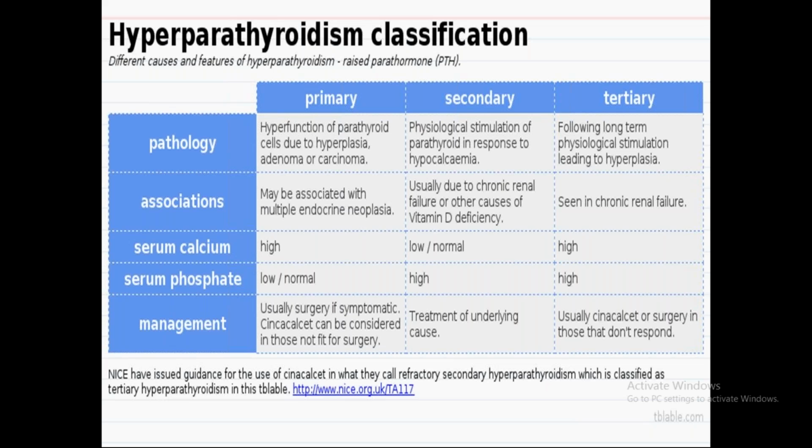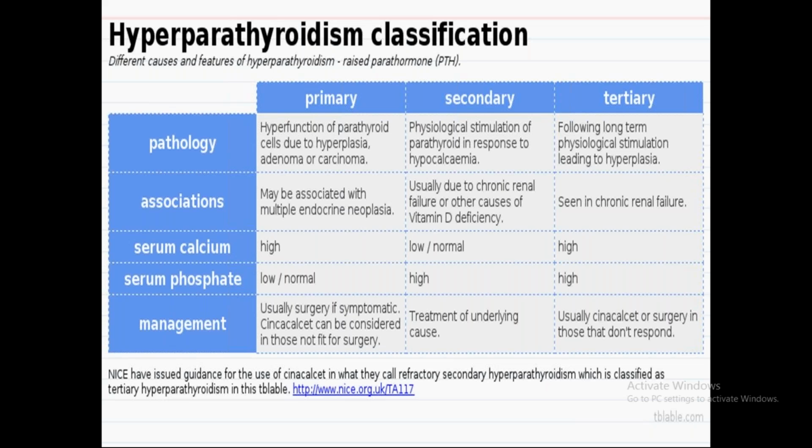Now coming to secondary. Secondary is physiological stimulation of the parathyroid in response to hypocalcemia. It usually occurs due to two things: chronic renal failure and vitamin D deficiency. In chronic renal failure, the calcium which is supposed to be absorbed is not absorbed and is lost in the urine, so serum calcium reduces. The phosphate which is supposed to be lost in the urine gets reabsorbed, so serum phosphate increases. Since serum phosphate is increasing and serum calcium is low, it is the stimulus for secretion of parathyroid hormone from the parathyroid glands.